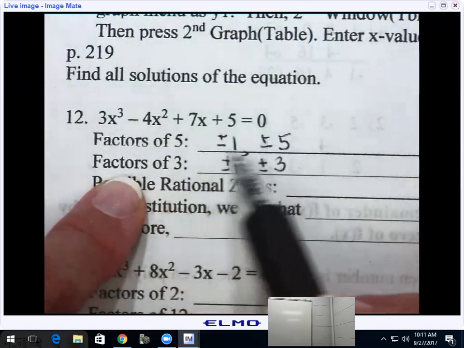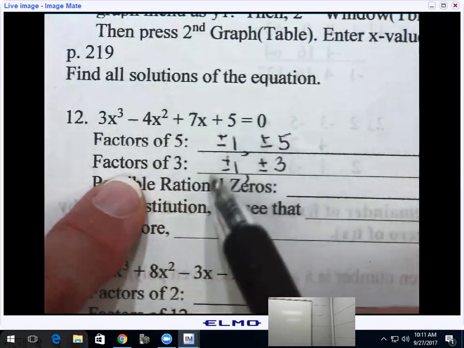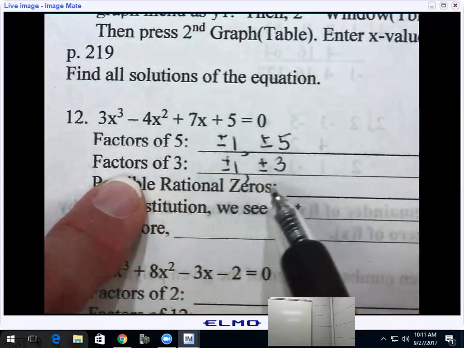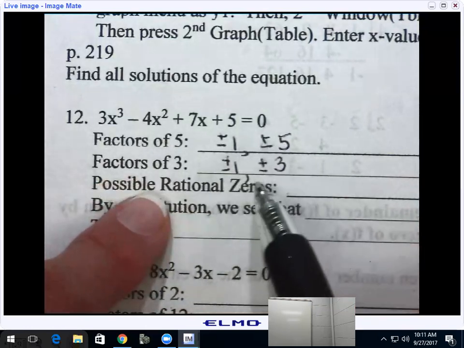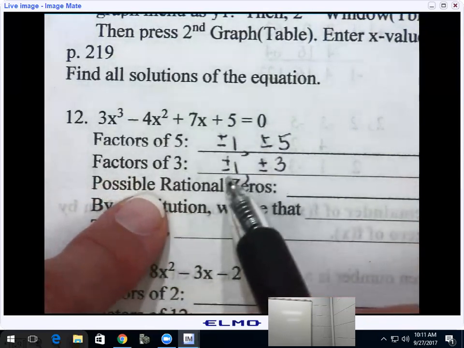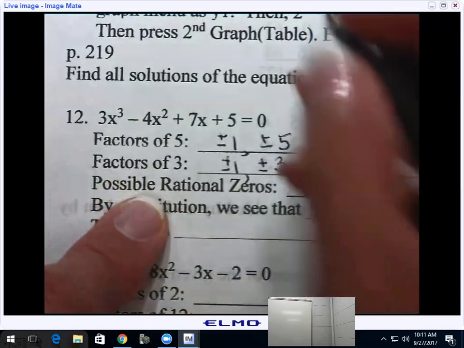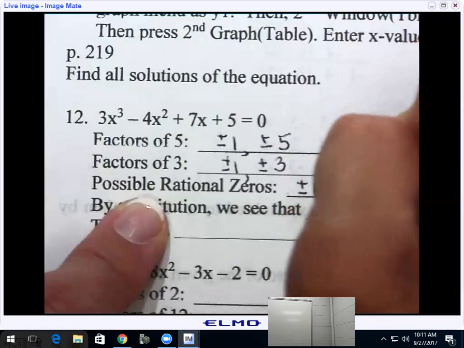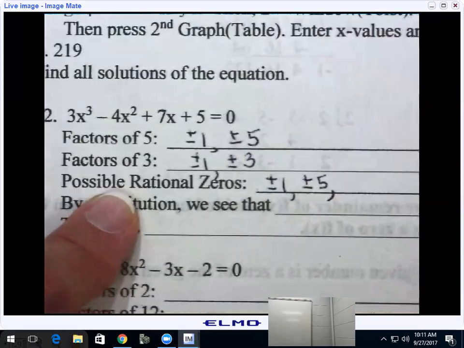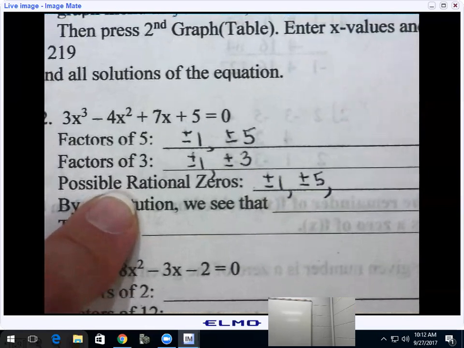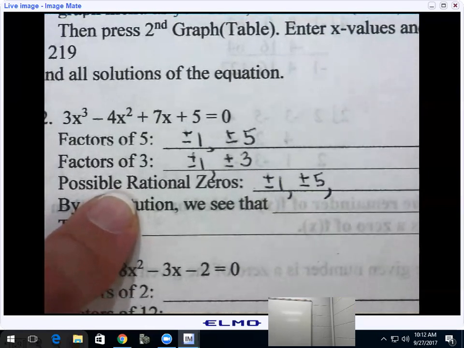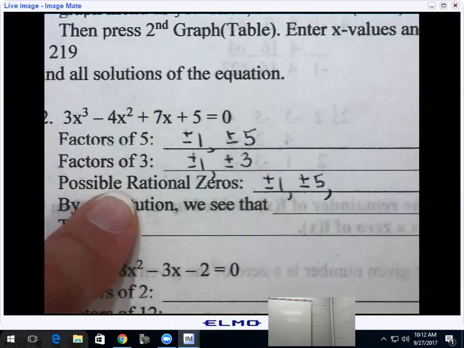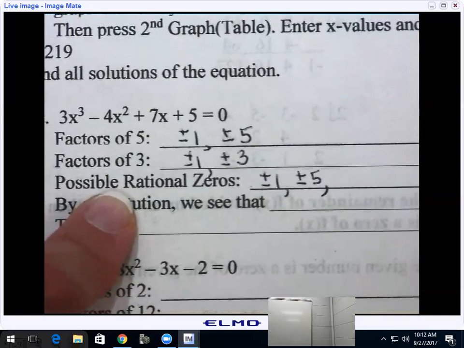Now, if there are 4 factors of 5 and 4 factors of 3, there should be 16 combinations of 5 over 3. Let's get them all down. I'm going to put the 1 over the 1 and then the 5 over the 1. Plus or minus 1, plus or minus 5. I just realized I said something totally wrong. I would be shot in a statistics class, but I'll tell you what that something is in just a second.